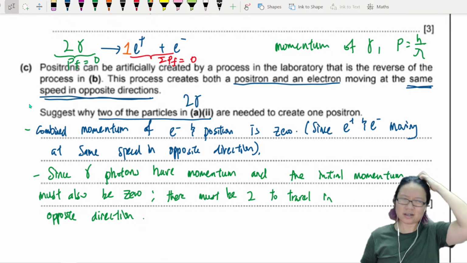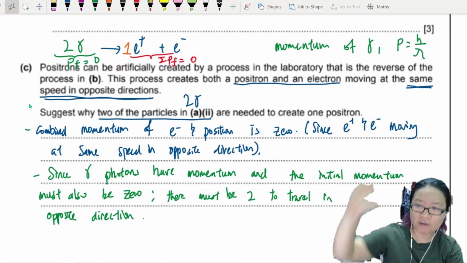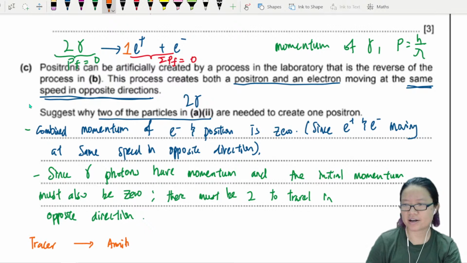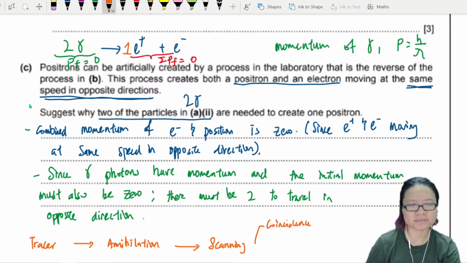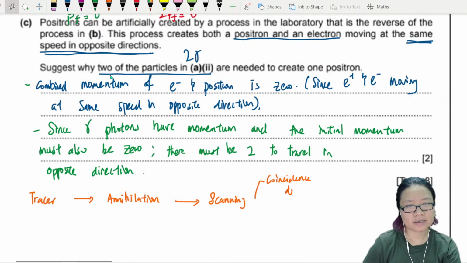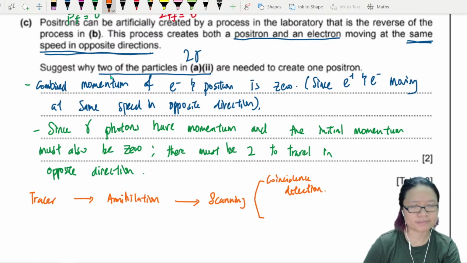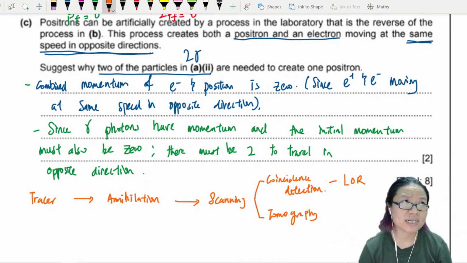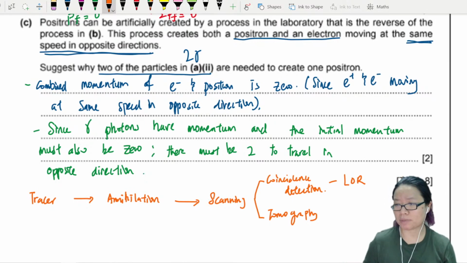So we kind of expect explain questions, but from different parts of either the tracer or the annihilation process, which is what this question is focused on. Annihilation or the scanning process. So things like coincidence detection, the idea of tomography, the 3D rendering, line of response. So we expect them to ask either certain details in this part of the question, or I guess they could ask you to calculate, like that May, June 20 paper.